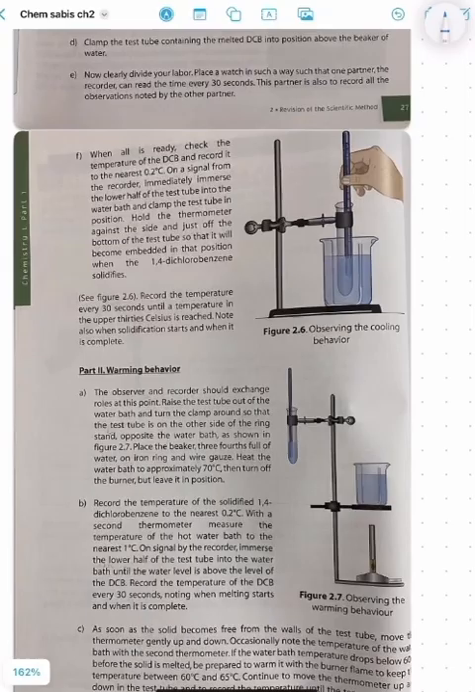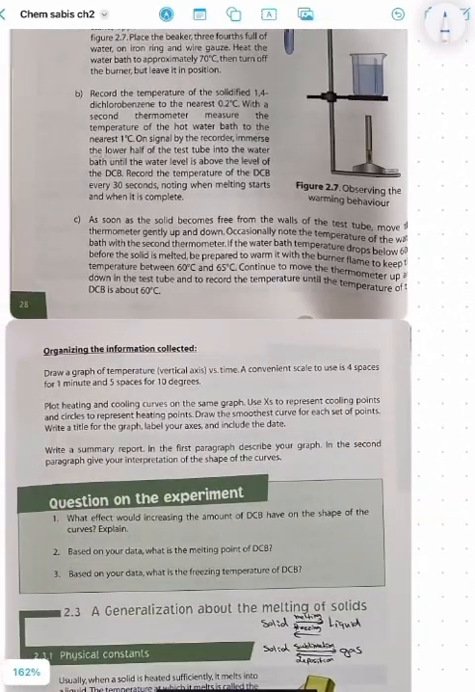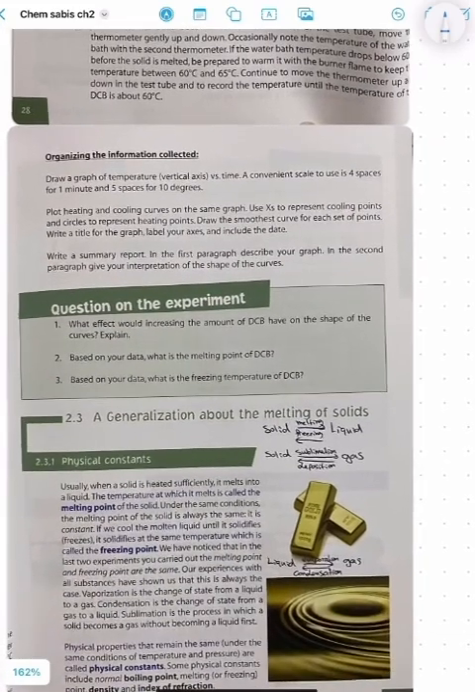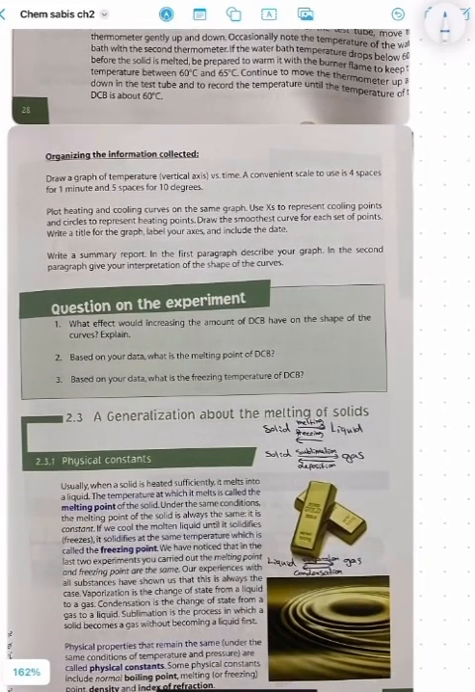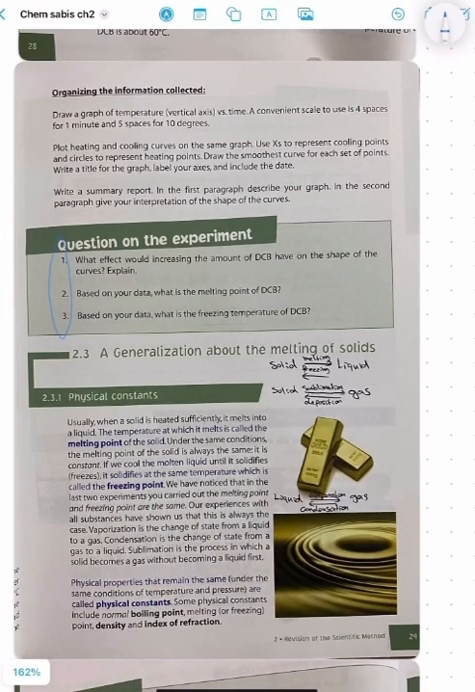It's not that important, and most of the time in the exam, questions do not come from experiments. If you do want to know something about the experiments, just read the questions on the experiment. Read them and get the answers from the end of your book.